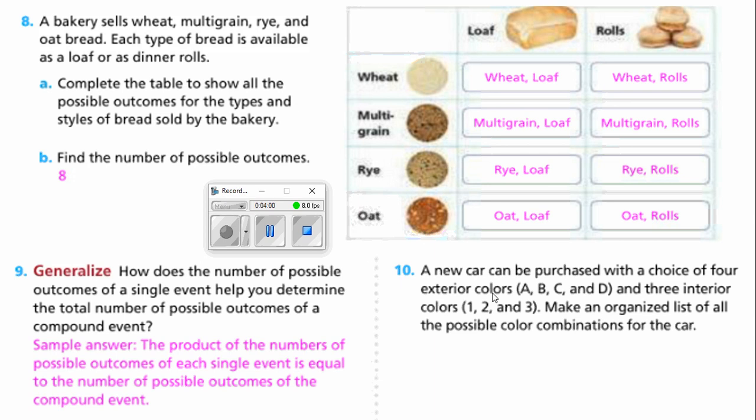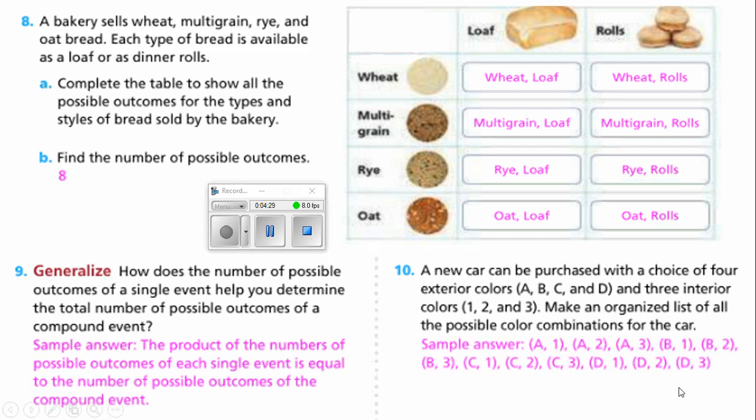Number 10. A new car can be purchased with a choice of 4 exterior colors, A, B, C, or D. Those are the 4 different colors. And 3 interior colors, 1, 2, and 3. Make an organized list of all the possible color combinations. Well, that's going to be A1, A2, A3, B1, B2, B3, C1, C2, C3, and D1, D2, and D3. And that, of course, is going to give us 4 times 3. That's going to give us 12 possible combinations.